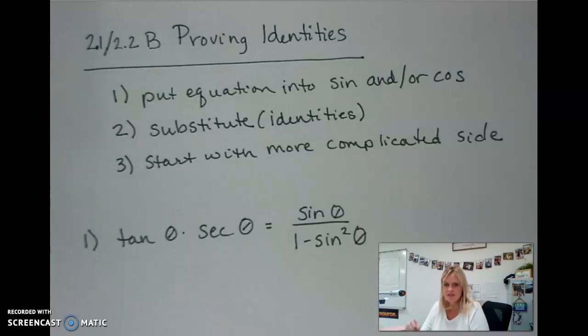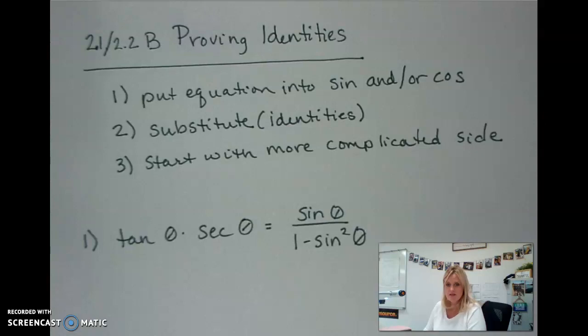So today we're going to look at proving identities. You don't have to follow these steps. I just find them easiest when I try to make everything into sine or cosine if I can. Think about substituting any identities you can. And then I usually try to start with the more complicated side, but it doesn't matter because if they're equal, it's whatever side you see it, okay?